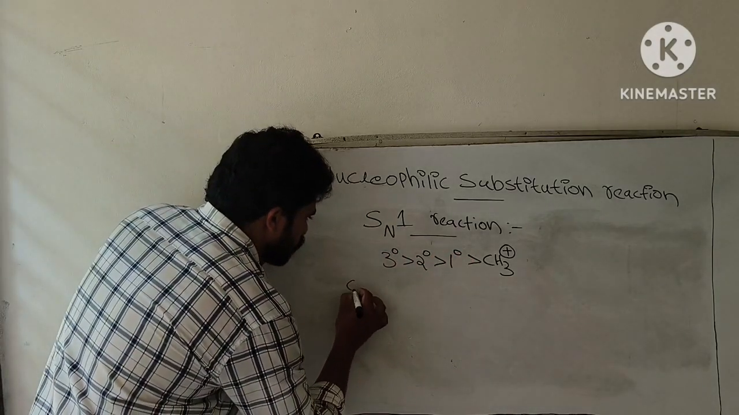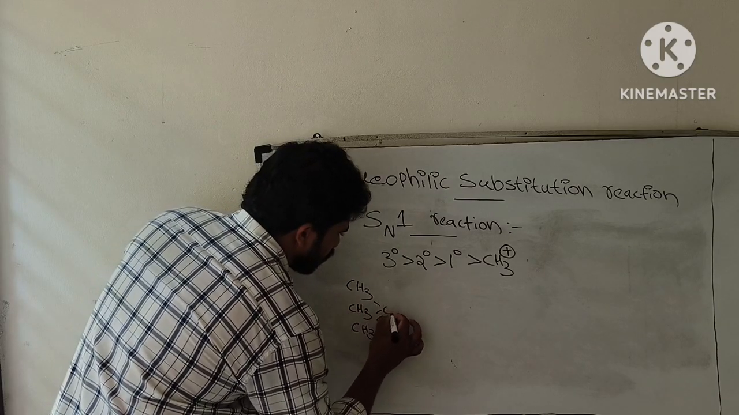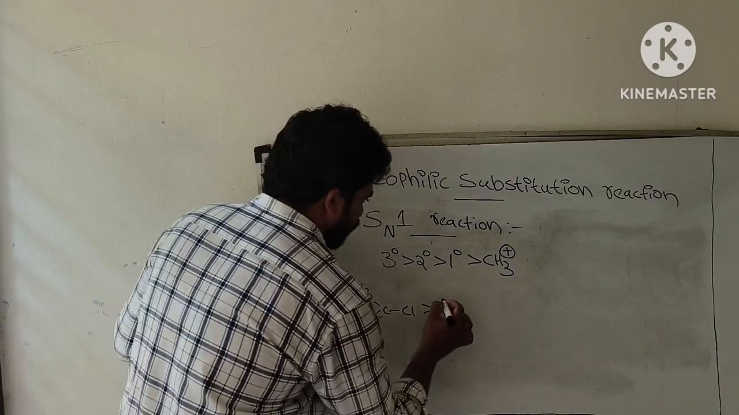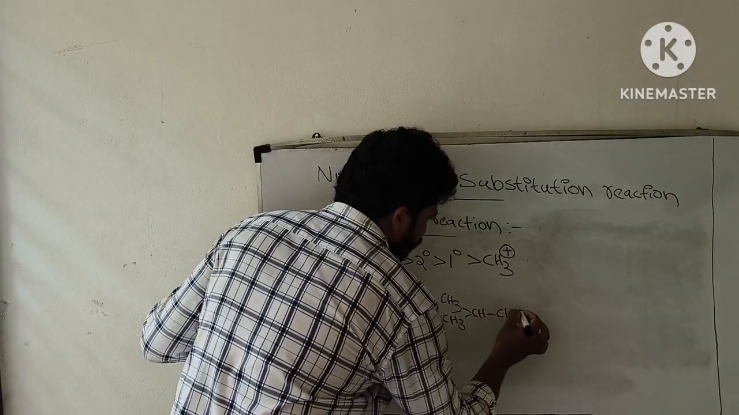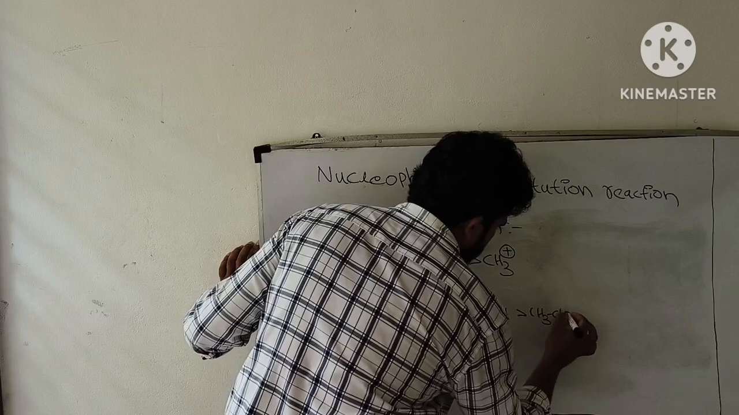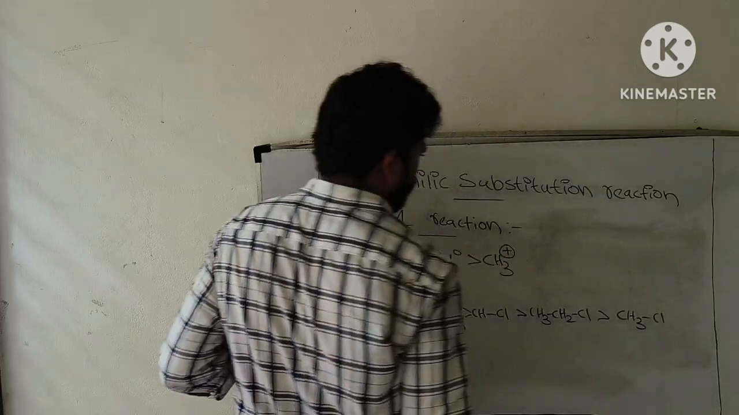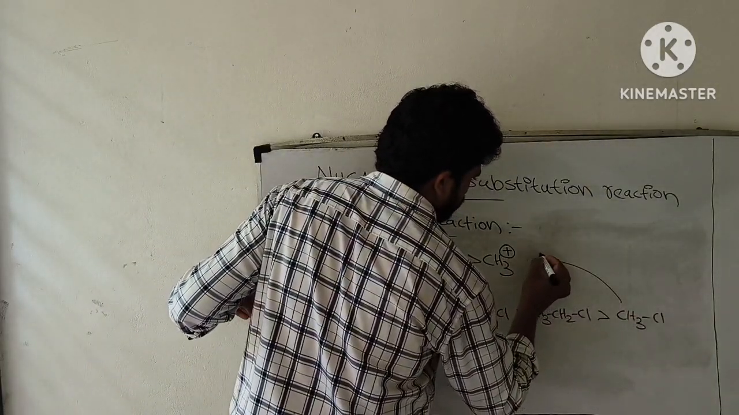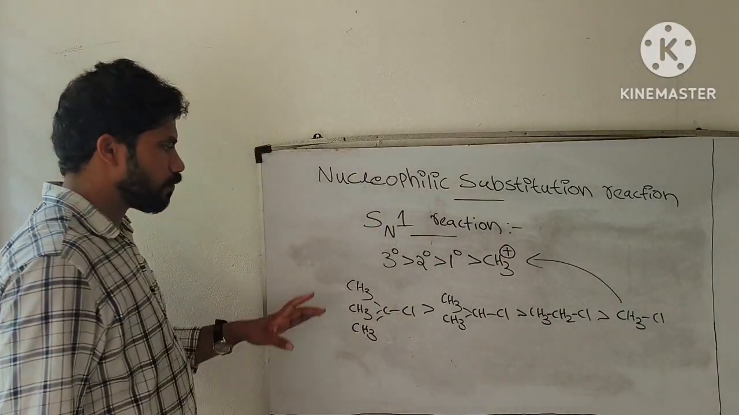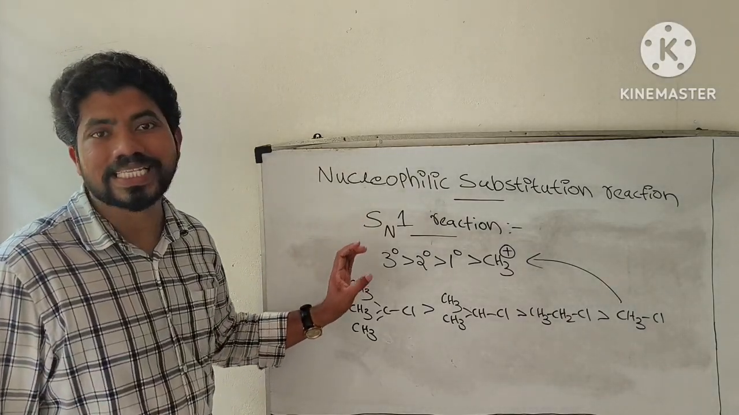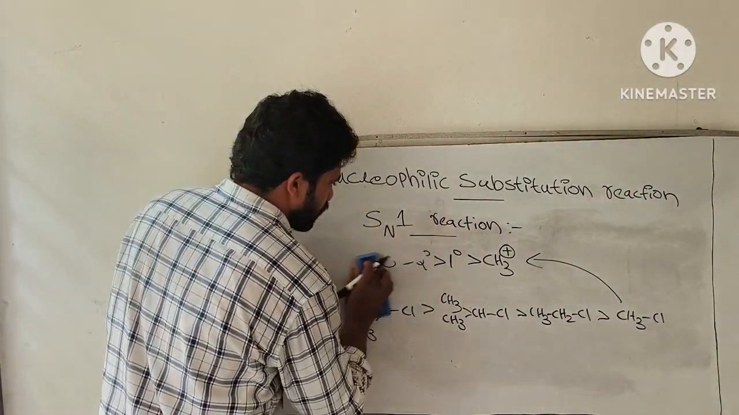So I can write like this also: (CH3)3C-Cl greater than (CH3)2CHCl greater than CH3CH2Cl greater than CH3Cl. Because the methyl carbocation is given by methyl chloride or chloromethane. So this is the order of reactivity of various alkyl halides towards SN1 reaction. Okay, now let us discuss the stereochemistry of the SN1 reaction.